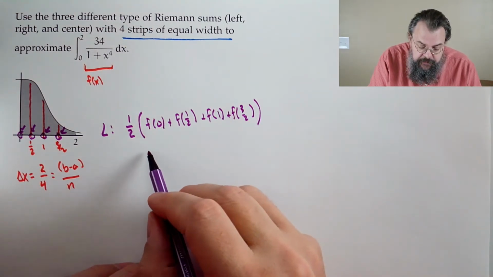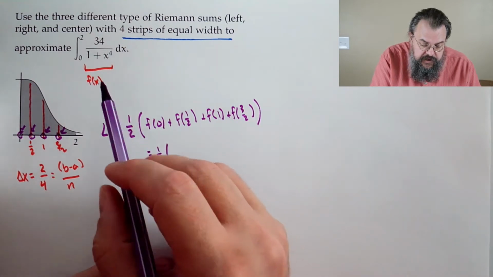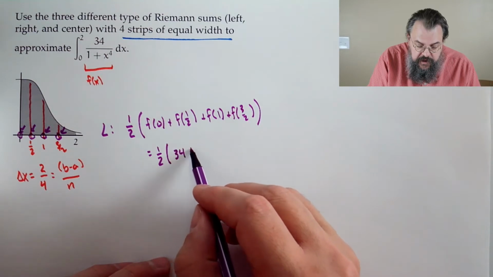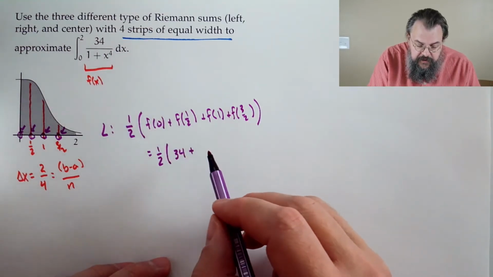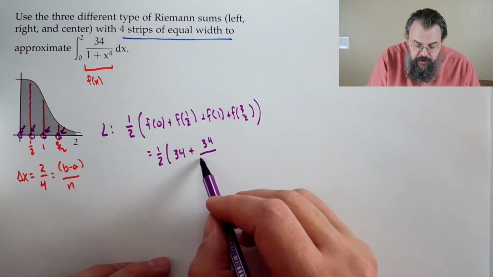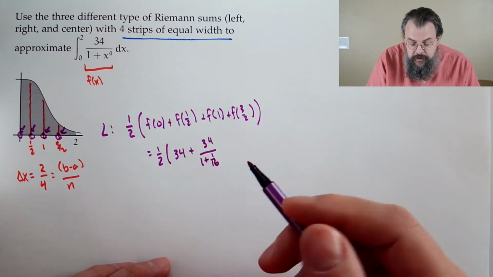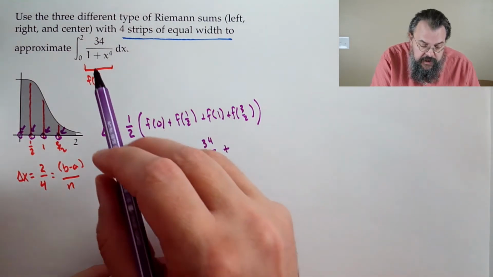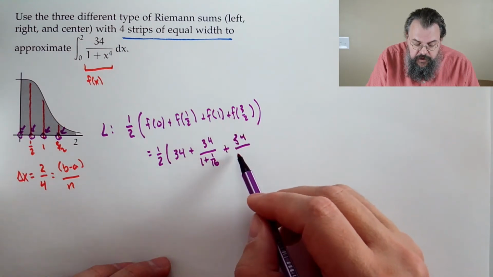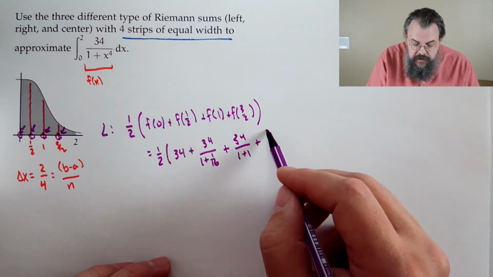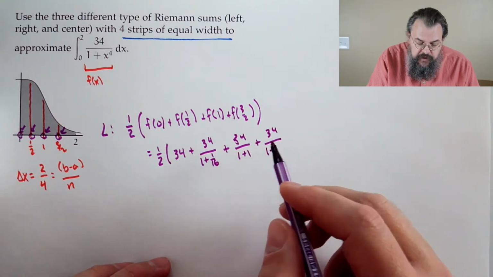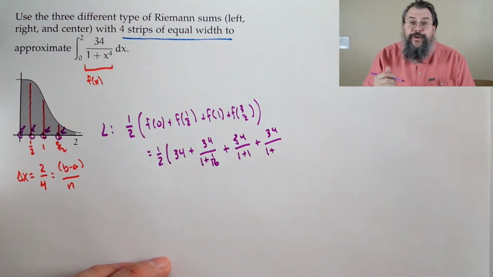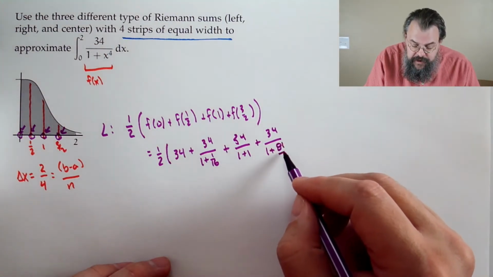Well, plug things in. You get a half times the function at 0, 34 over 1 plus 0. That's not so bad, 34, plus our function at a half. Well, that's 34 over 1 plus 1/16, whatever that turns out to be, plus our function at 1, well, 34 over 1 plus 1, and 34 over 1 plus, well, okay, that's a little bit bigger, 3 halves to the fourth. Well, 3 to the fourth is 81, so you get 81 fourths.